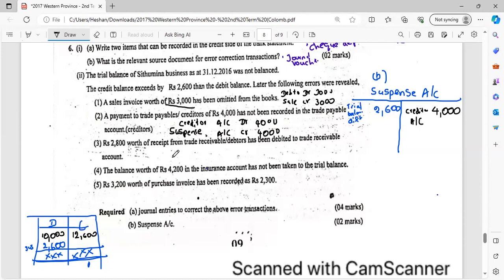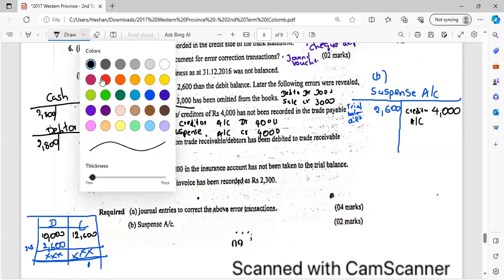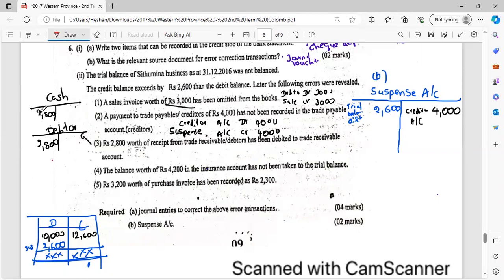Okay, third one, 2,800 worth of cash received from trade receivables debtors has been debited to the trade receivable account. Now what is the error from here? When we receive cash from debtors, cash book debit, debtors account should credit. Why? Debtor asset decrease. Cash book debited 2,800, but mistakenly we debited the debtors account as well 2,800, but it's wrong. (Sinhala) What happens because of this error? Two entries come on the debit side.